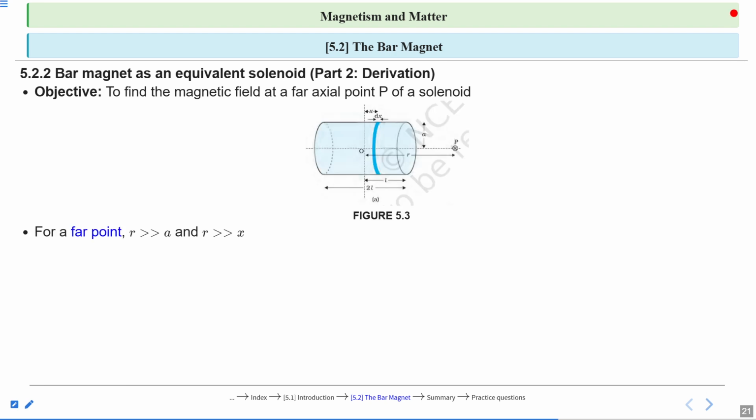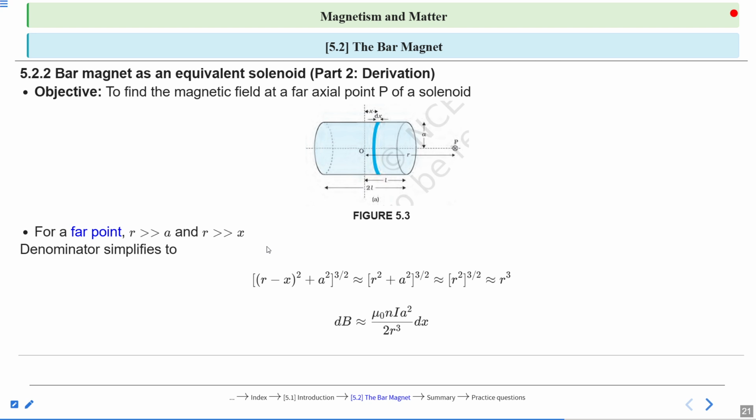We are discussing a far point. So for a far point, this distance r from the center to point P is very large, much greater than the radius a of the solenoid and much greater than x, the distance of this small element from the center. So r is much greater than a, and much greater than x.